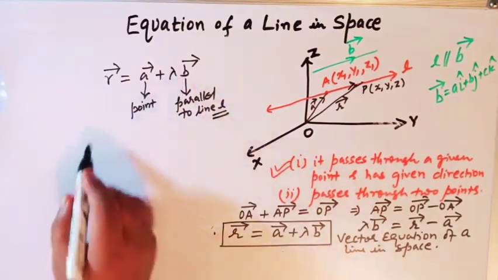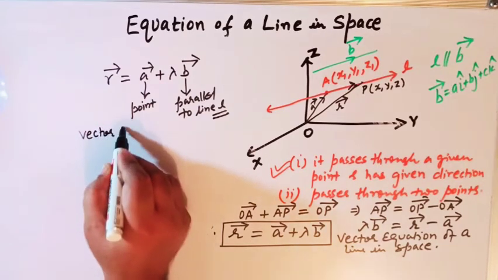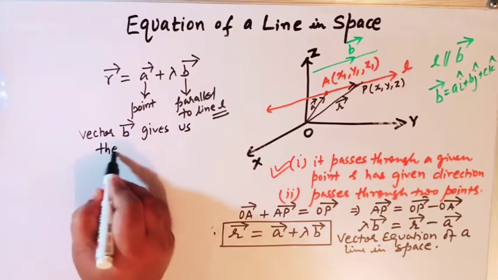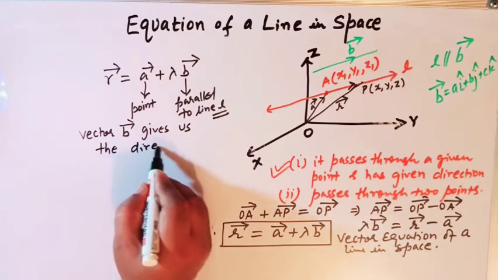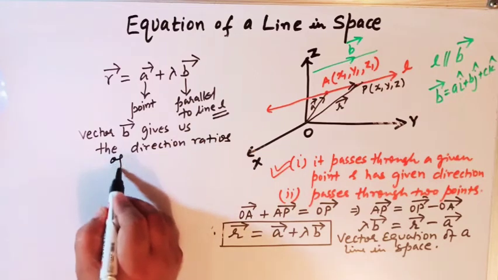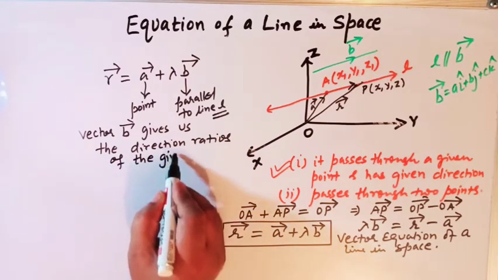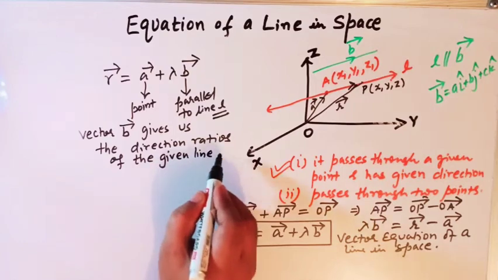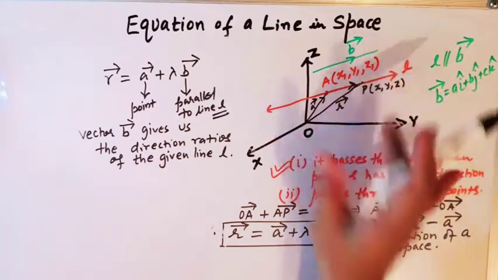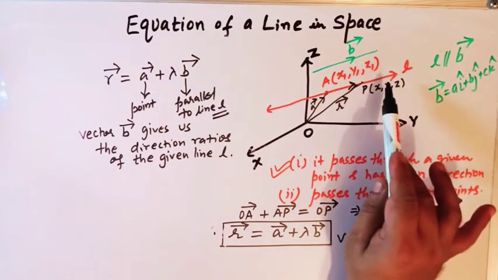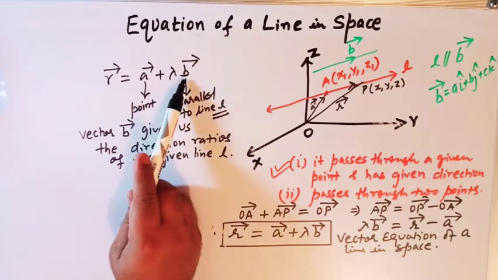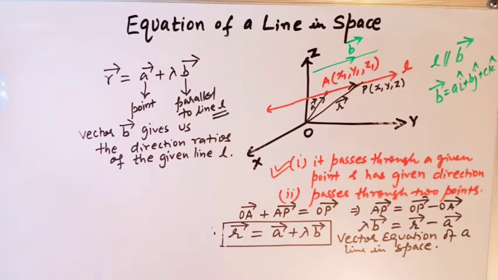Viewers, this vector B gives us the direction ratios of the given line L. Right? So this line L has the direction ratios which are given by the components of the vector B. Clear? Now let us take an example.